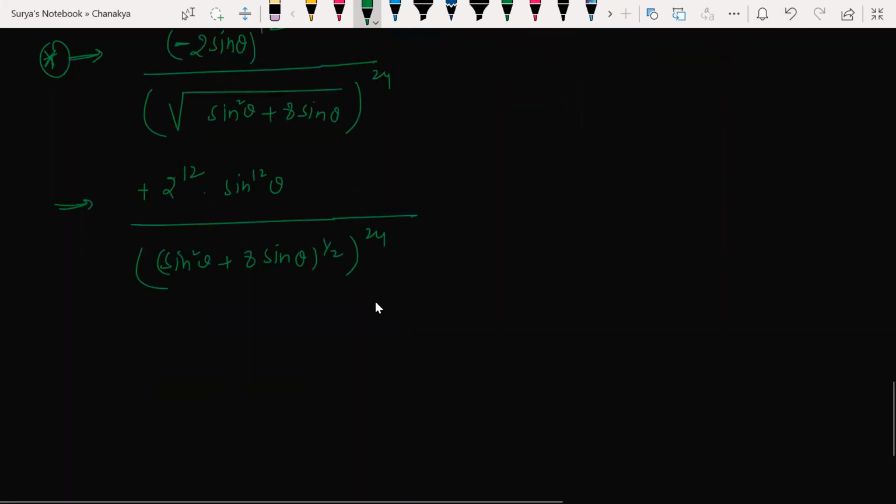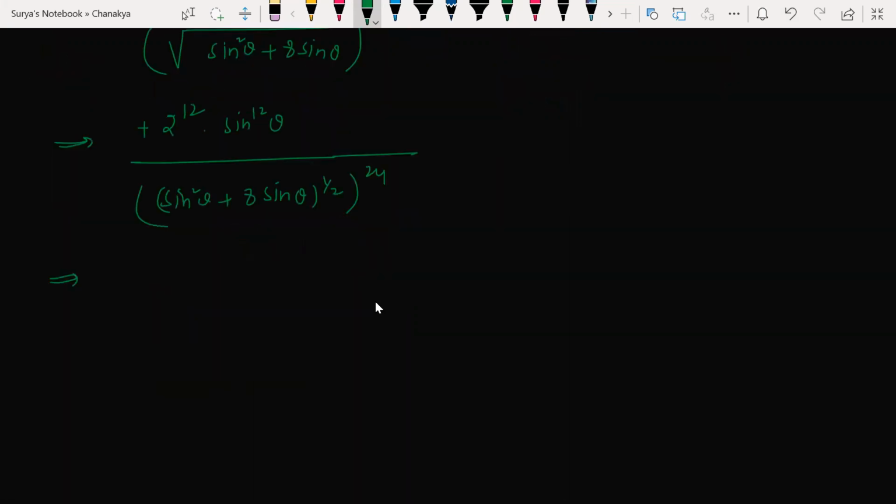So this can be written in the next step. I can write this as 2 to the power of 12 into sine to the power of 12 theta, whole divided by sine square theta plus 8 sine theta to the power of 12. Do you understand my point here? Children, any doubt? Yes, sir. Any doubts? No, sir.